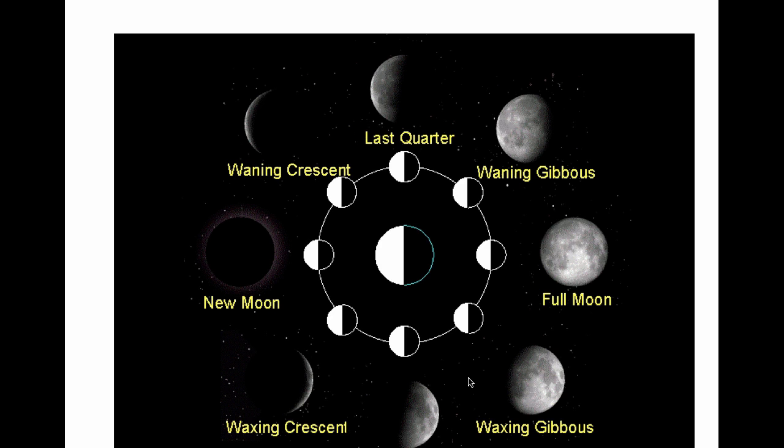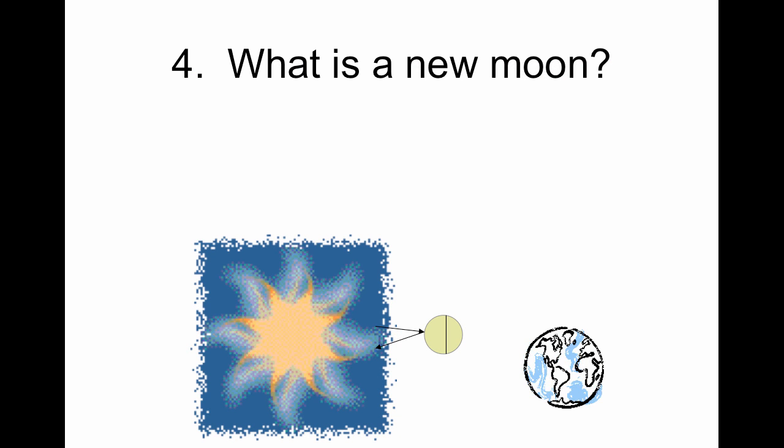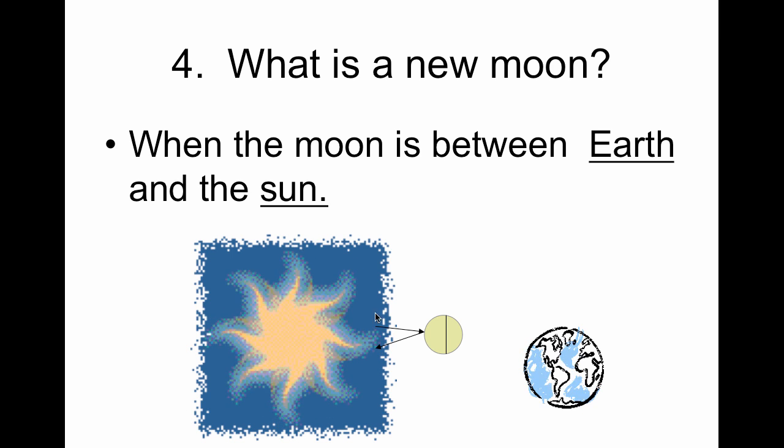The word waxing means to build. If you think of a baby's ears, they have wax buildup. Waxing is building up, and waning is dying down. Waning is getting smaller. If you think of those vocabulary words, you can almost identify what the moon is. A new moon, again, is where the moon is between the Earth and the sun.